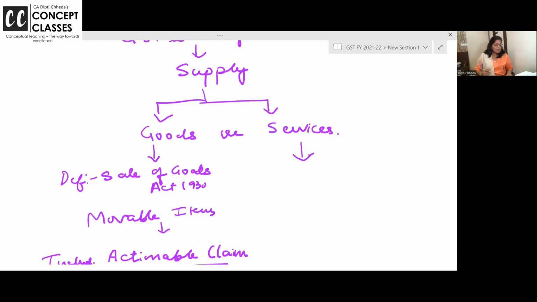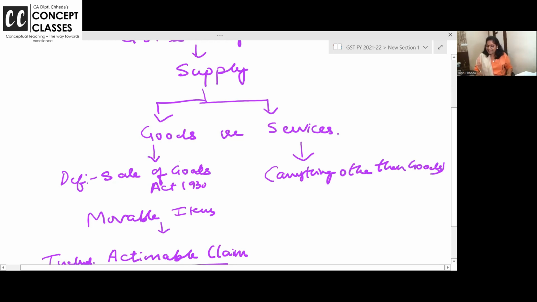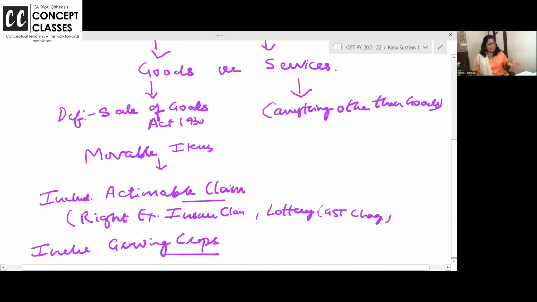GST is chargeable on all the services. The definition of services is indirect. They call it anything other than goods. Anything other than goods. Yes, right? Now, both of these, goods here and services here, exclude money.